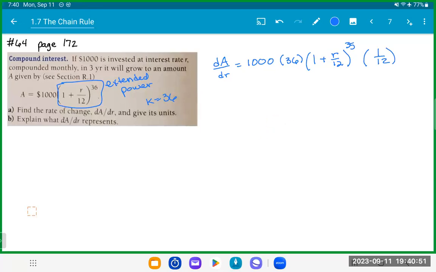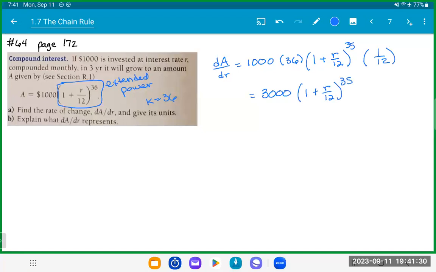Okay. So now we can simplify this down. And this will give us 36 times 1,000, that gives us 3,600. Oh, wait. We have this 12 too. So 36 divided by 12 gives me 3. 3 times 1,000 is 3,000. Okay. 3,000 times 1 plus r over 12 to the 35th.